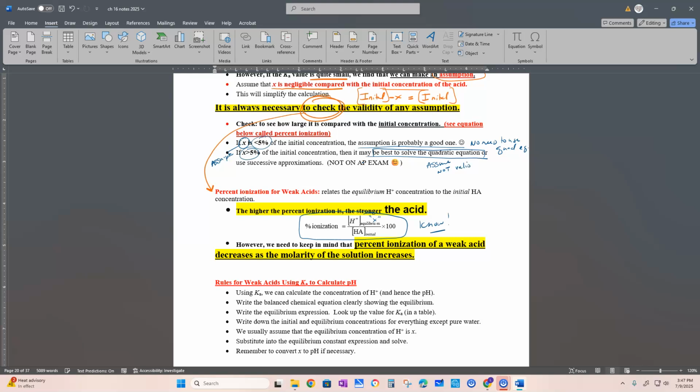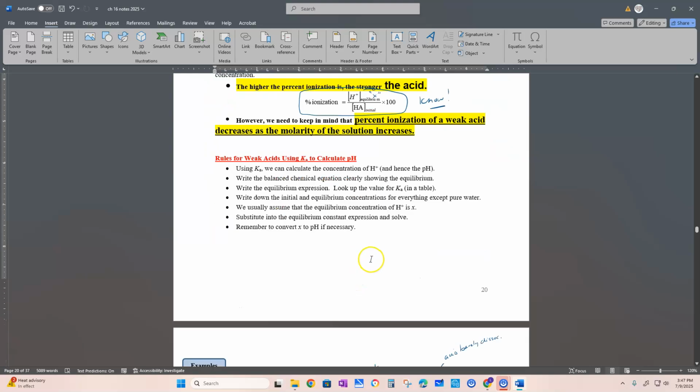But do you see the next line of notes? AP realized that using the quadratic equation took so much time. So the point is, the assumption will work on the AP test. If by chance you're solving one of our problems in class and it's above 5%, you would just say assumption not valid. But we're not using the quadratic equation regardless. So this is not on the AP test.